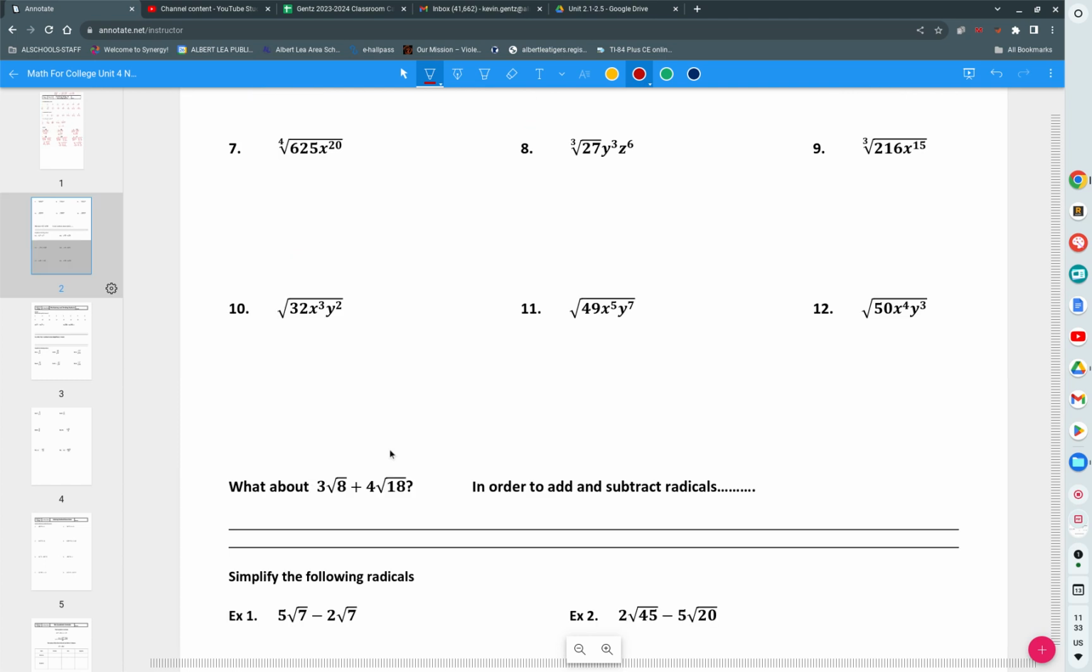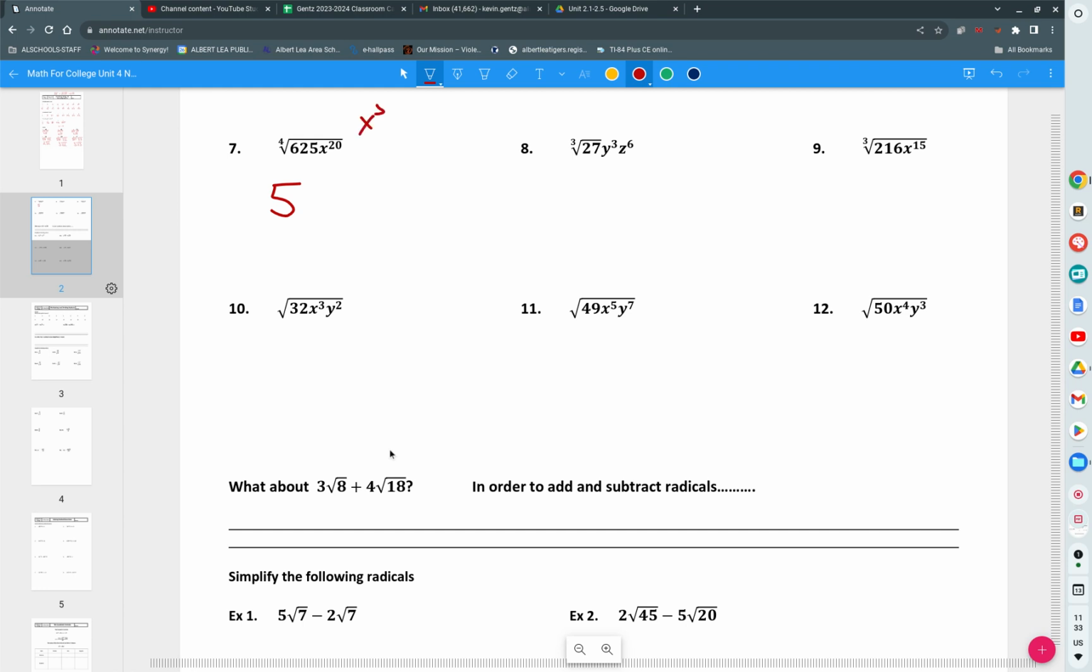Just flip it over. We want to do these 6 and then we're done for the day. We want to look at the fourth root of 625. What do you multiply together 4 times to get 625? 5. And then notice you have a variable, x to the 20th. What do you multiply by itself 4 times to get x to the 20th? X to the 5th.